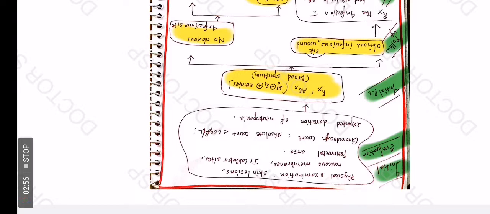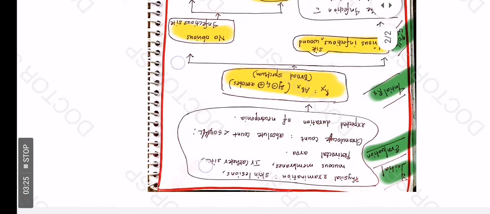you have to do a physical examination. Look for any lesions on the skin, mucous membranes, IV catheter sites, and perirectal area, and you have to do a complete blood count. When the granulocyte count is less than 500 per microliter of blood, you have to suspect that this patient has neutropenia, and you have to expect the duration of neutropenia.